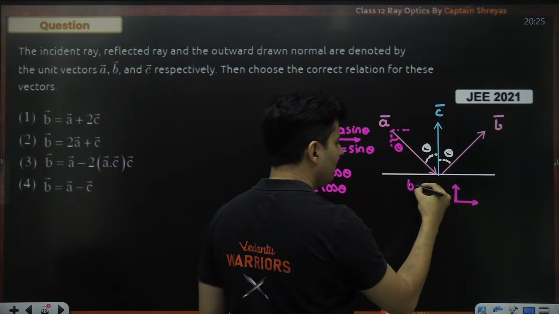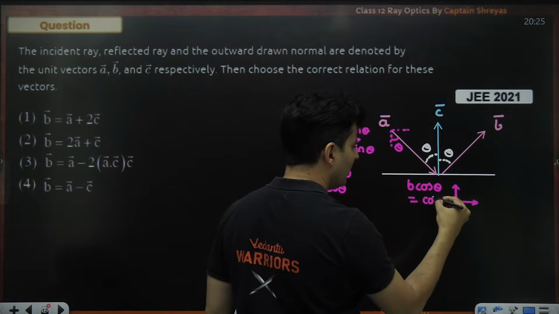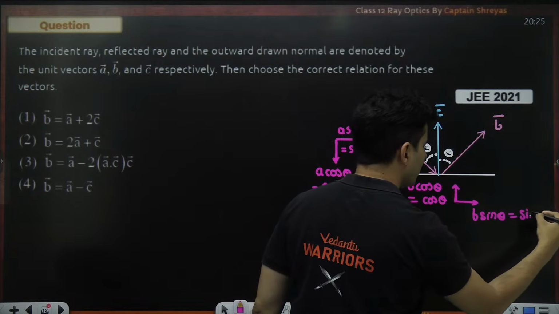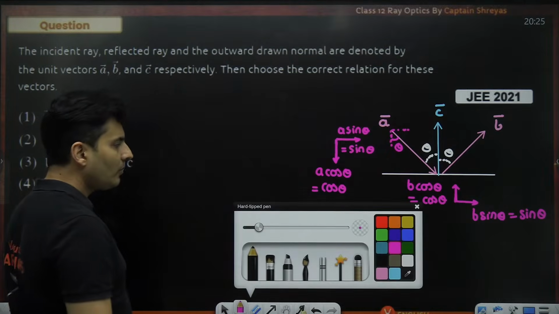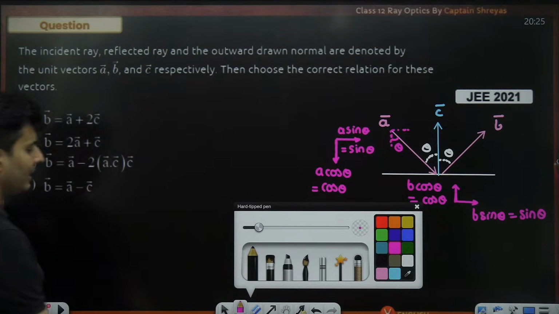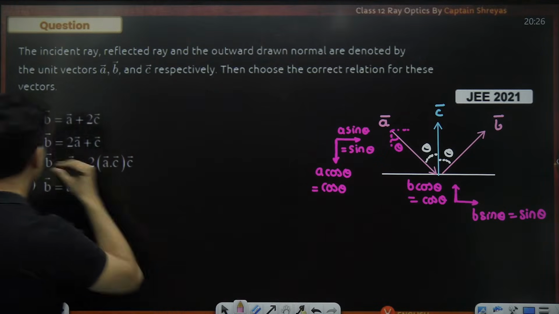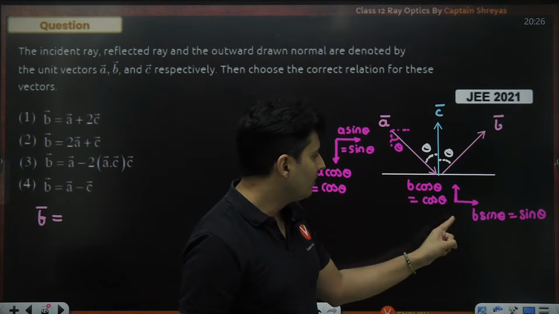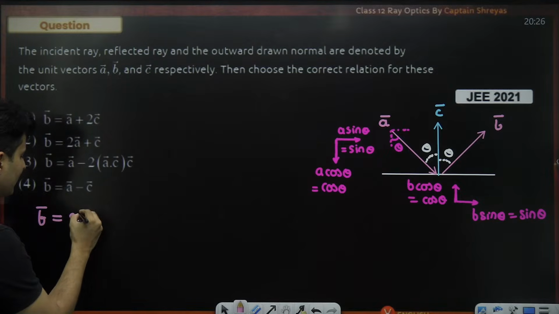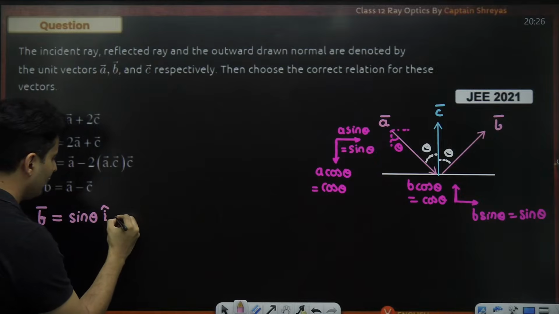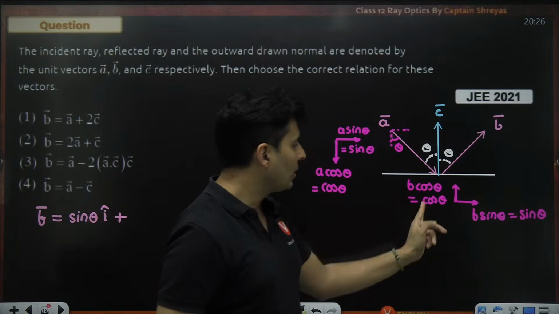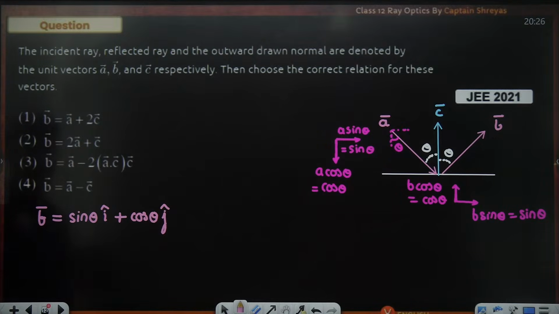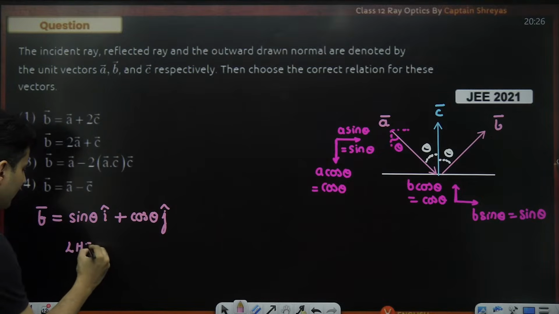The vertical component will be B cos theta, but B magnitude is 1, so it will be cos theta. The horizontal one will be B sin theta, but B is 1, so it will just be sin theta. So on the left hand side we have B vector. B vector has some horizontal component which is sin theta, so it will be sin theta i cap, plus some vertical component which is cos theta, so cos theta j cap. This is basically my left hand side.